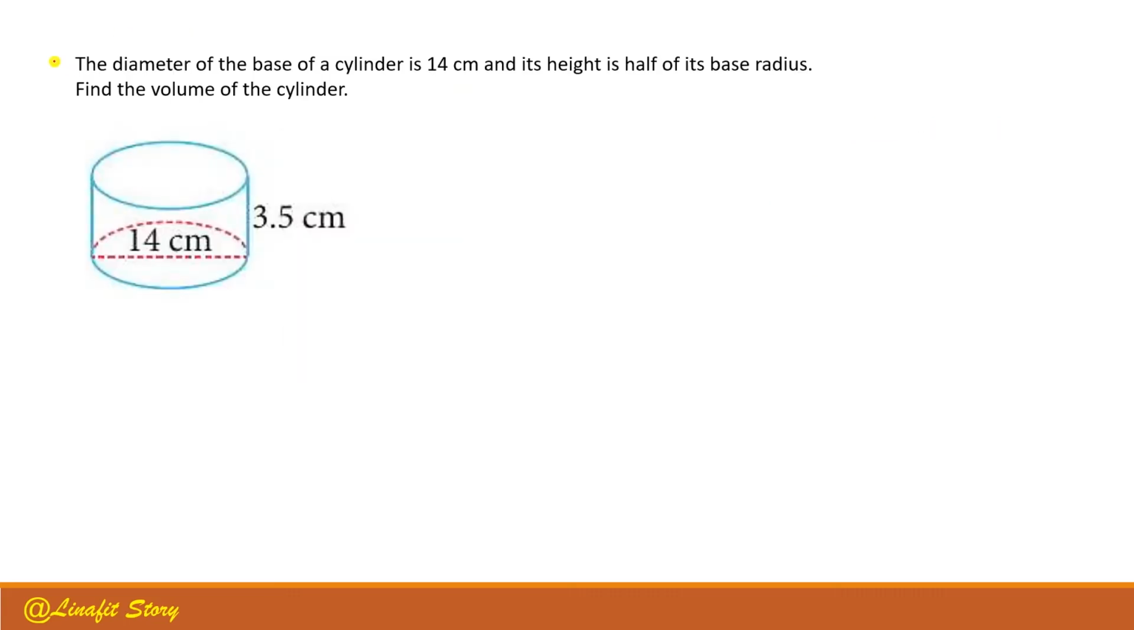The diameter of the base of a cylinder is 14 cm, and its height is half of its base radius. Find the volume of the cylinder. To find the volume of a cylinder is base area times height. The base is a circle, so the area of a circle is pi times radius times radius. The diameter is 14. So the radius is 14 divided by 2 is equal to 7.